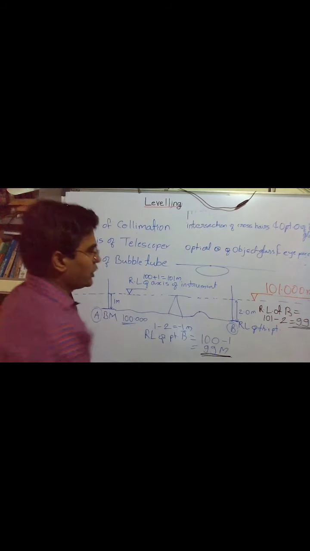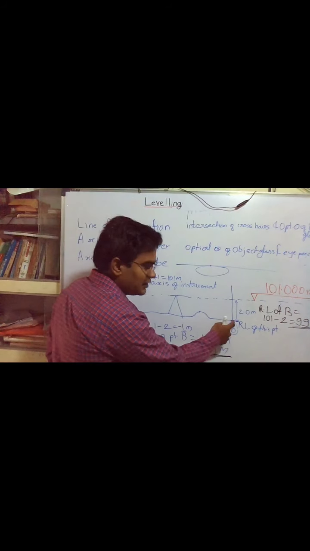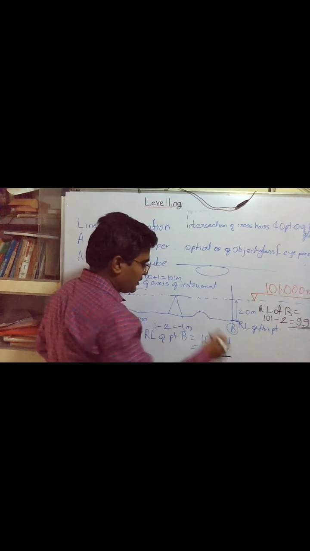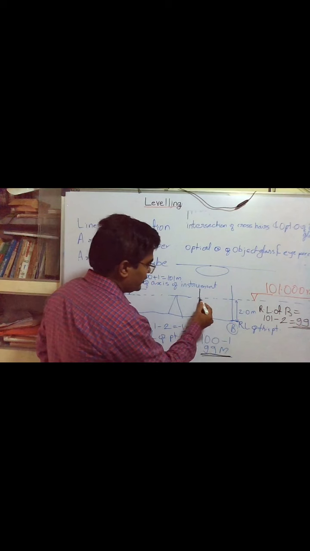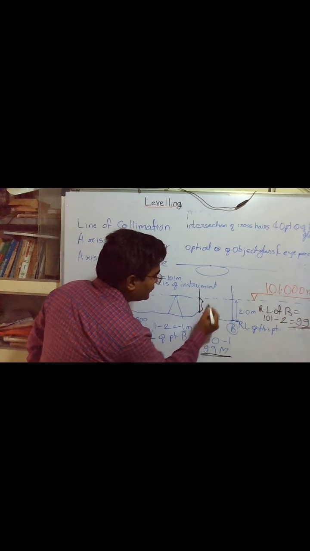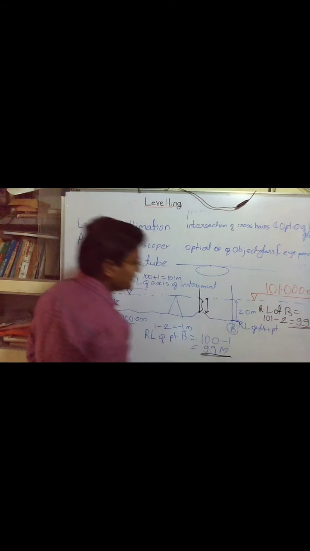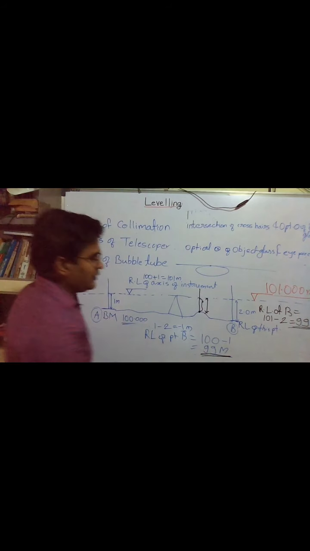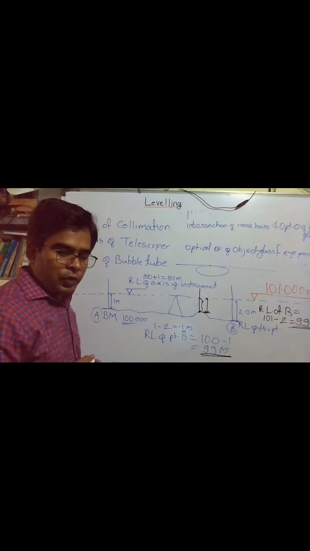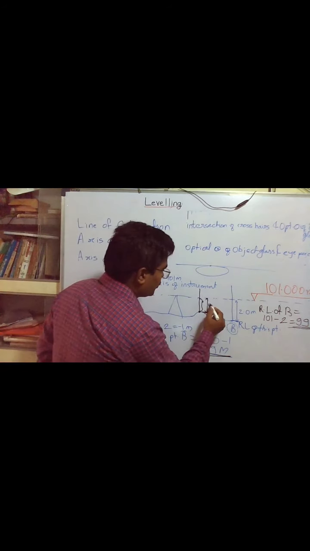Whatever staff reading we get, it is the distance of that point on the ground from this instrument axis. If I am keeping the staff here, what does this reading give? This reading gives me the distance of this point from this instrument axis. And suppose I need the RL of this point. So suppose this reading is 0.5 meter.